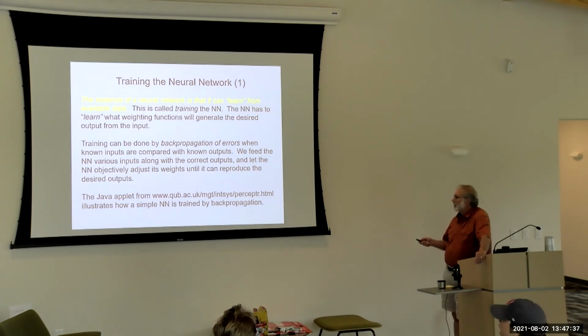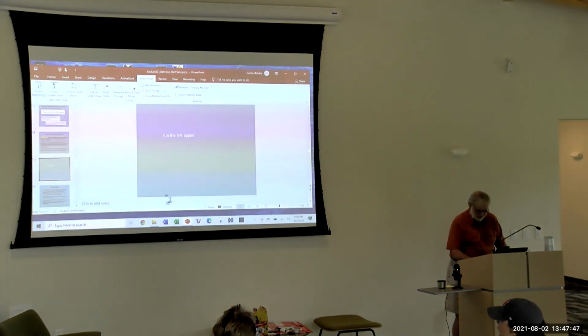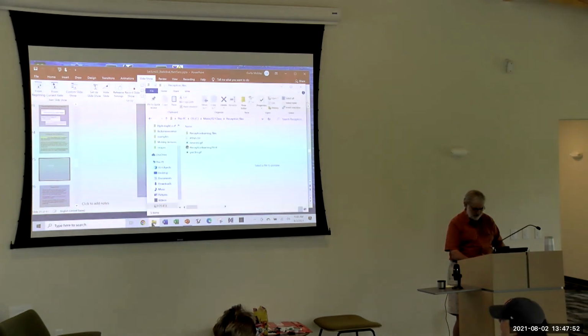Another way that we'll play with is called back propagation of errors. We're going to see how that works coming up right now. So I have a little pamphlet here somewhere. Yeah.